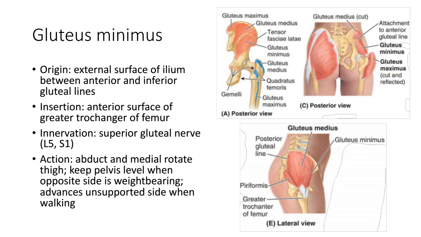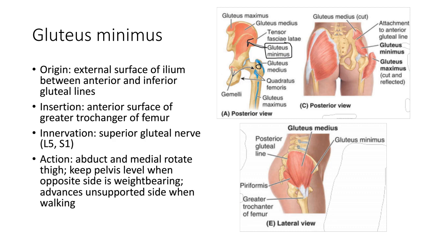Okay, let's take a look at the gluteus minimus. The origin of the gluteus minimus is the external surface of the ilium between the anterior and inferior gluteal lines, and then it inserts on the anterior surface of the greater trochanter of the femur. The innervation of the gluteus minimus is the superior gluteal nerve, and its action is that it abducts and medially rotates the thigh. It keeps the pelvis level when the opposite side is weight-bearing, and it advances the unsupported side when walking.